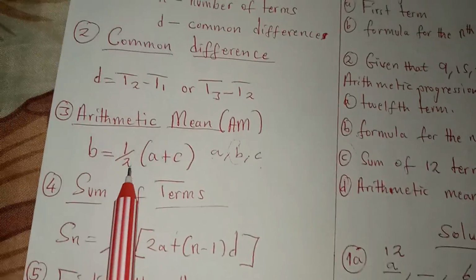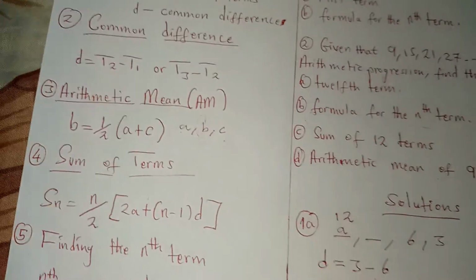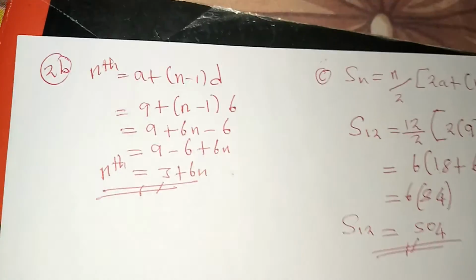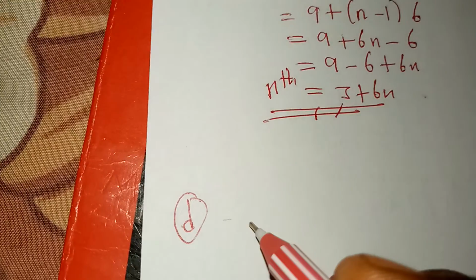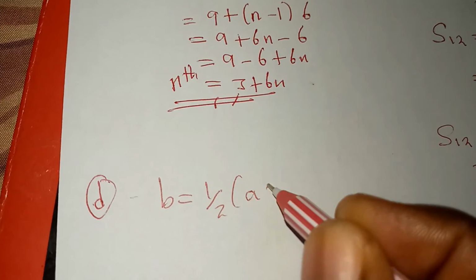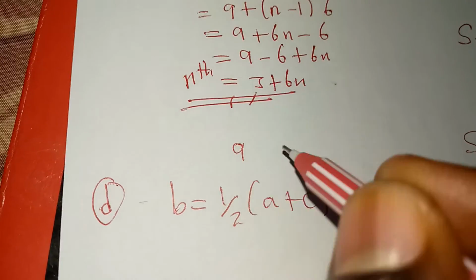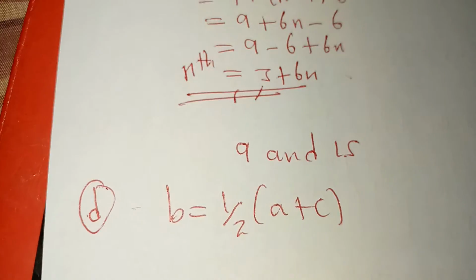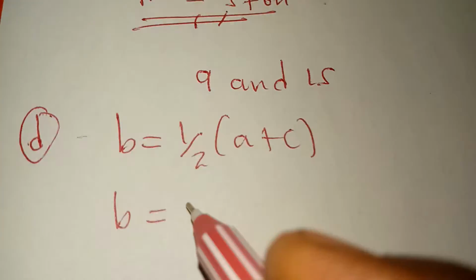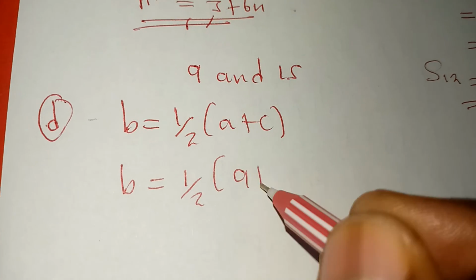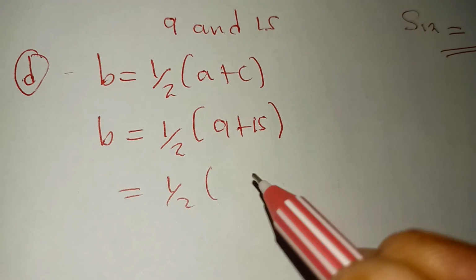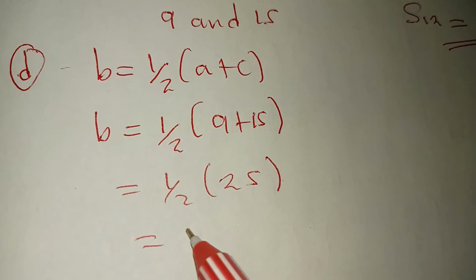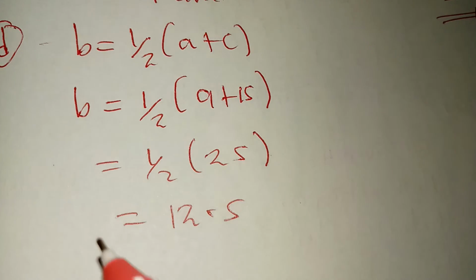Then the other question that we have is the arithmetic mean of 9 and 15. The formula we are using to calculate the arithmetic mean is this one here. So we are trying to find the arithmetic mean, which is question D. So the solution for D will be B is equal to half of A plus C. Then we are having 9 and 15. So there I will just say B will be equal to 1 over 2, 9 plus 15. Then there it will give us 1 over 2 of 24, which is 12.